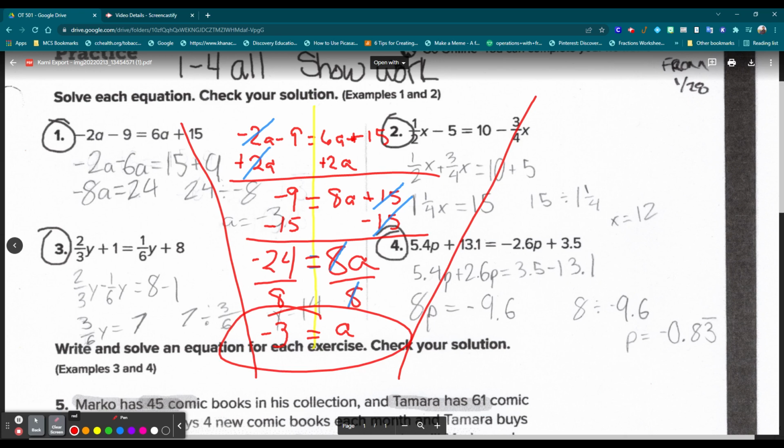Okay? So, like I said, you're going to do 2, 3, and 4, showing the process that I showed you. And then when you come to class, bring it to me. I'll take a look at it and we can go from there.